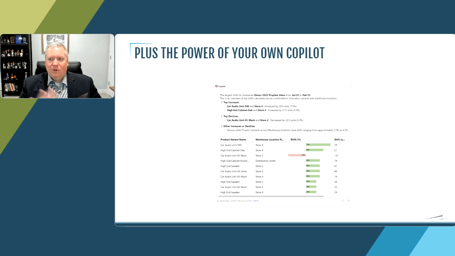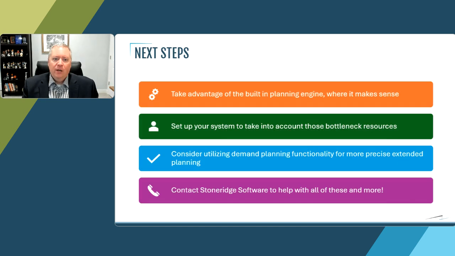So, with all of that data presented, what are our next steps? First of all, if you're not already, take advantage of the built-in planning engine where it makes sense. There may be some raw materials or some commodities in your environment or in your company that don't necessarily make sense to have MRP run for, but chances are, even in a supply constrained environment, master planning can help give you those net requirements so that you can see out into the future when you're going to exhaust your supply.